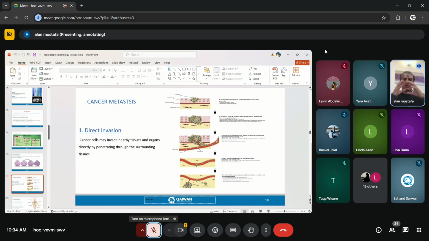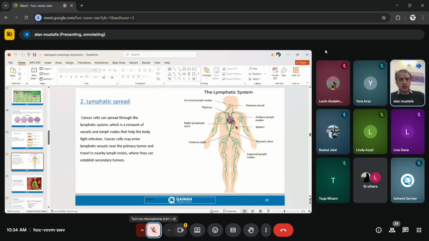We have the cancer in the colon, and if we leave it for enough time, it slowly gets larger and larger, gets outside the walls of the colon, and spreads in the surrounding area. This is direct invasion.